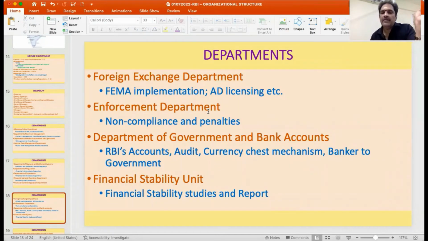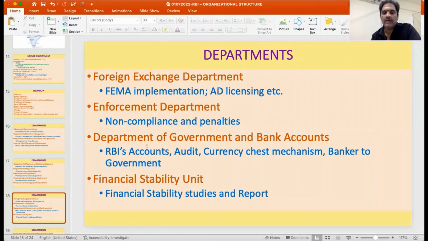Then FEMA implementation, that is Foreign Exchange Management Act implementation, then authorized dealers licensing, then issuing of directions relating to non-resident deposits, ECB, etc., is all handled by the Foreign Exchange Department. Then wherever there is any non-compliance, an adjudication mechanism for that, giving them an opportunity of being heard, examining whether there is a violation, etc., and then imposing a penalty. This function is handled by a department called the Enforcement Department.